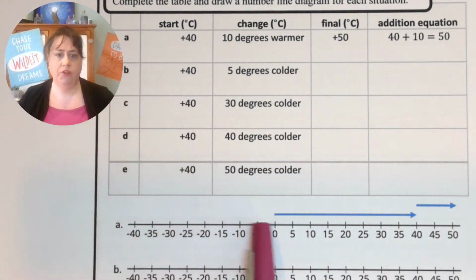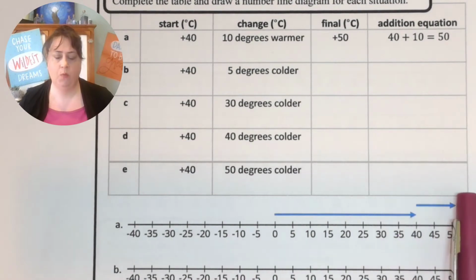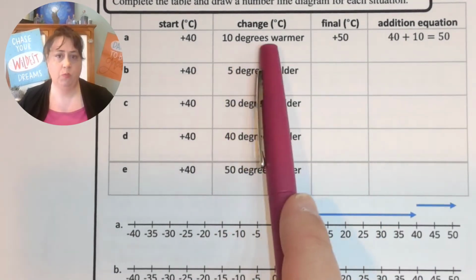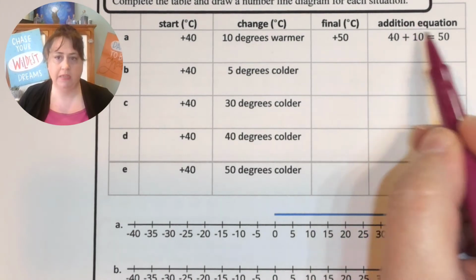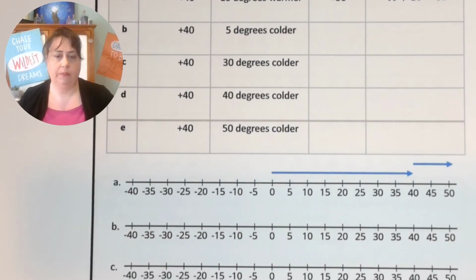So the first one you'll see, we went to 40 degrees, and then we added 10 degrees to get warmer. And then after you added 10 degrees, we got to 50 degrees. So 40 plus 10, because when you get warmer, it increases. So that's why it's positive. You end up at 50. So let's look at the next one.